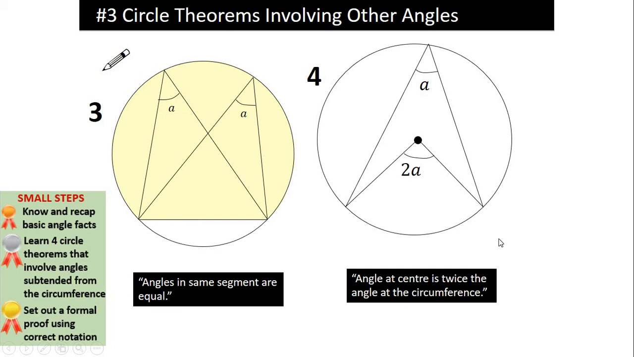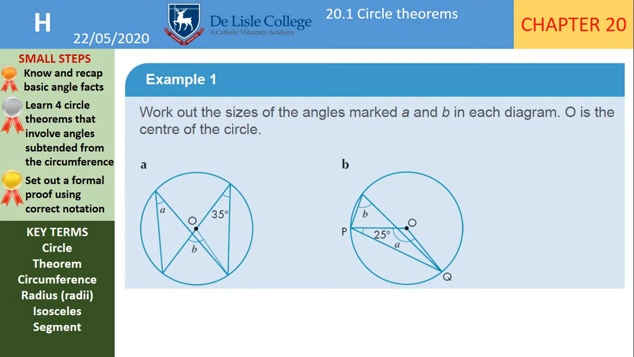And the second one on this slide is the angle at the centre is double the angle at the circumference. Note that they have to have the same starting point as well. Again, make sure you've got these two in your books. So these are the 4 circle theorems that we're going to be looking at today. Let's look at some examples.